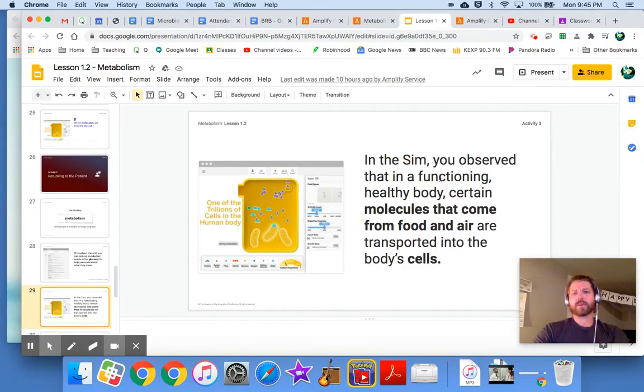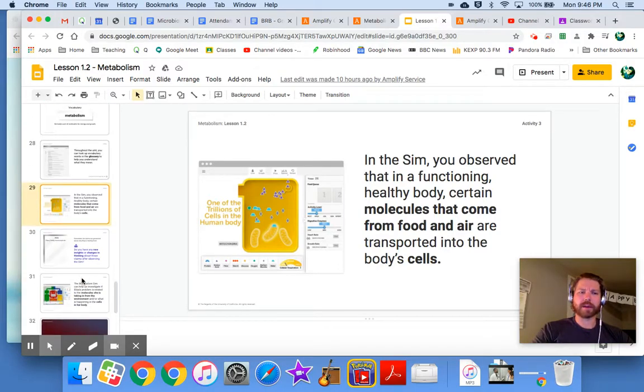In the sim, what did we observe? We observed that in a functioning, healthy body, certain molecules that come from food and air are transported into the body's cells. We saw that there's a big process that they go through, and we're going to talk more about that process. But ultimately, molecules come into the body, and molecules are trying to get to each cell in the entire human body.